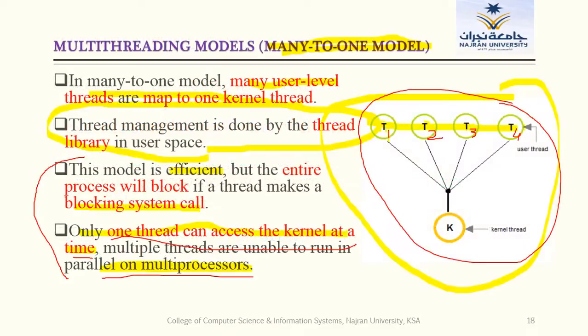Then we discussed 3 different types of models. Many to one model: in the many to one model we have many user level threads, but only one kernel thread, and they are mapped to that one kernel thread. This is very efficient, but we have seen 2 main problems in this model. If any one thread is blocked, the whole system will block. Also, in a multiprocessor system this model is not good because we can execute only one thread at a time, not more than one. So these are the 2 main disadvantages of the many to one model.